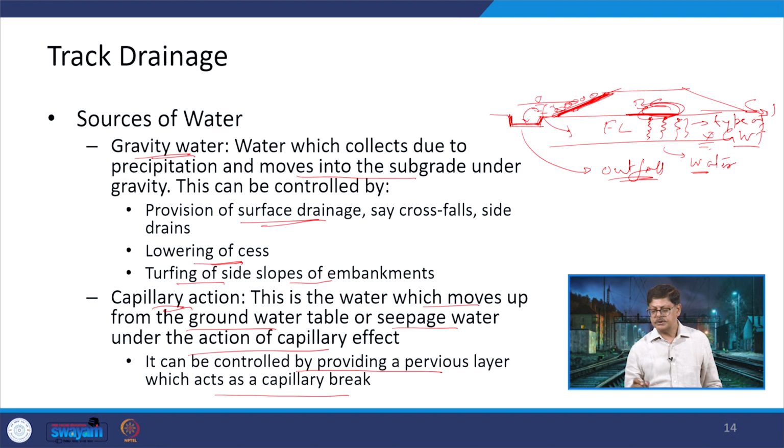So, what we can do in this case is provide a pervious layer here, and this pervious layer is provided with a slope. There is a 1 in n slope here and 1 in n slope here with respect to the center line. Now, whatever water comes, this is a granular material, so this water will flow outside from here and will not go further up. So, this is an additional layer which needs to be provided, and the thickness of this layer is extra to the thickness of the ballast cushion.